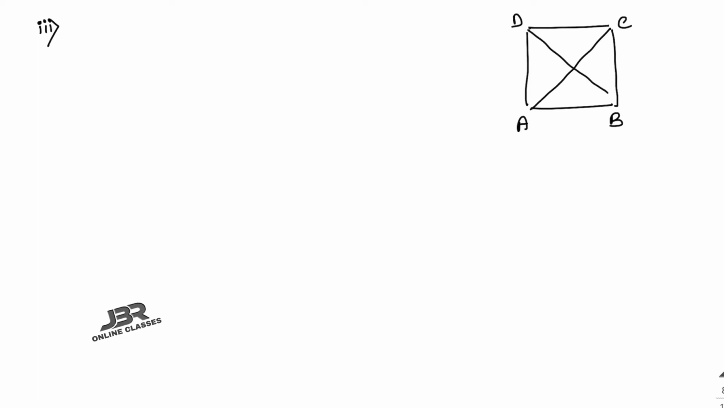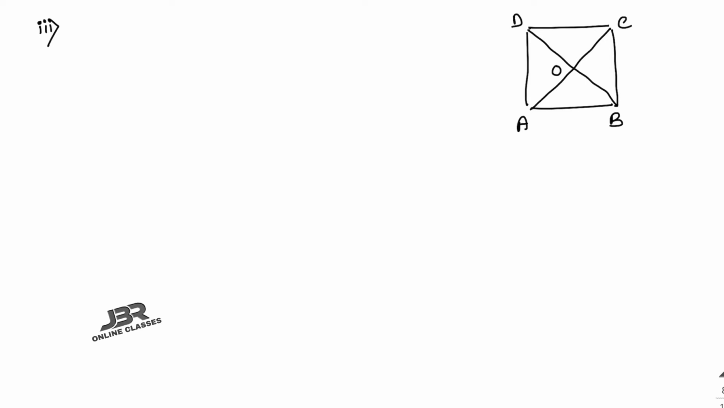Now the third one, sum number 11.3. If the diagonals of a quadrilateral are equal and bisect each other at right angles, then prove that it is a square. Okay, so here ABCD is a quadrilateral. So here AC is the first diagonal, BD is the second diagonal, O is the intersecting point.